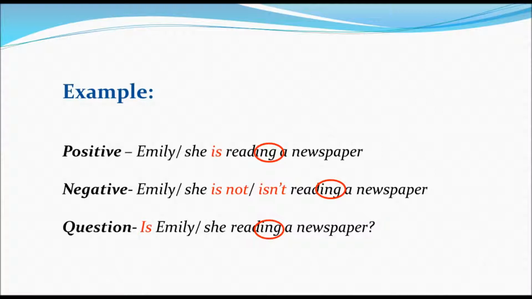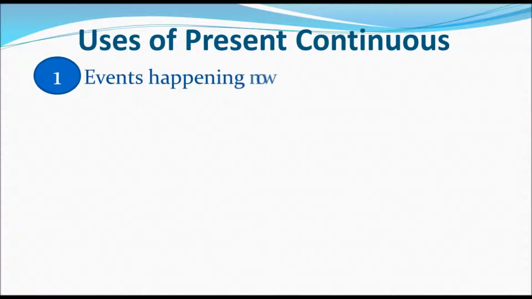Negative. Emily is not reading a newspaper. You can also say she isn't reading a newspaper. And question, is Emily reading a newspaper? And is she reading a newspaper? Okay, now we know how to form a present continuous.